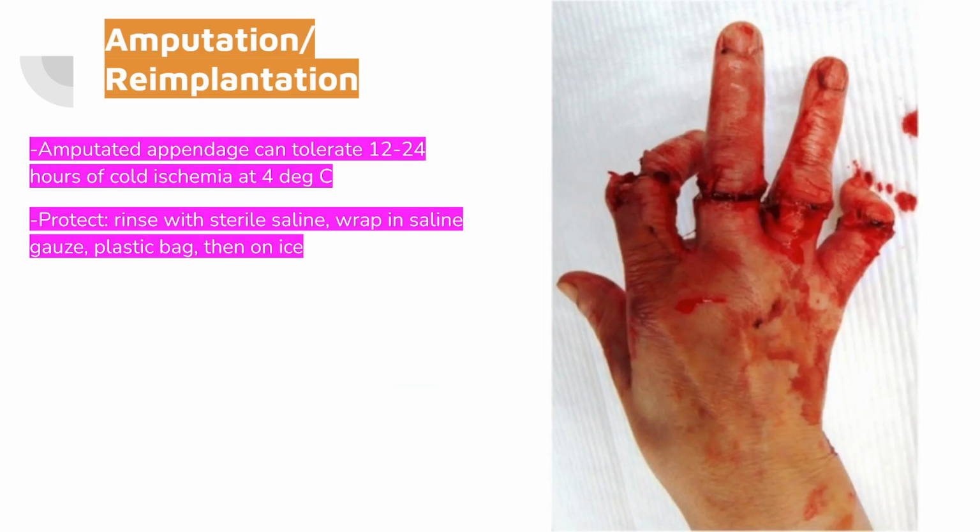Finger amputation, right, can tolerate up to 24 hours of cold ischemia at 4 degrees. You want to rinse them with sterile saline, wrap them in saline gauze, right? Put the gauze in a plastic bag and then put the plastic bag on ice.